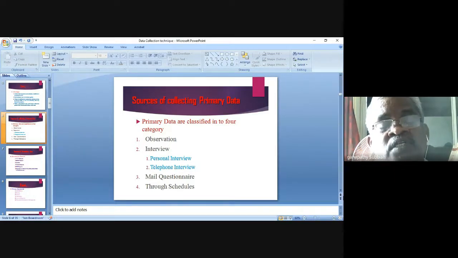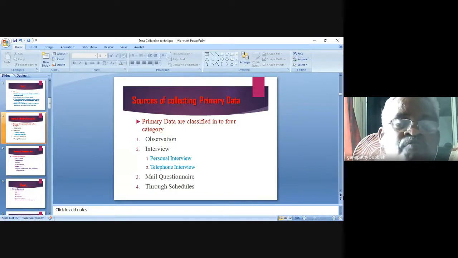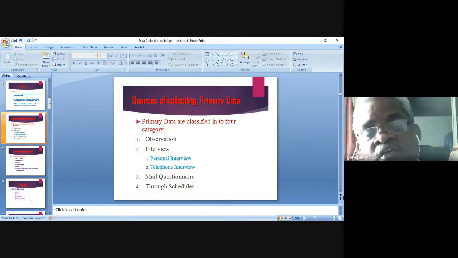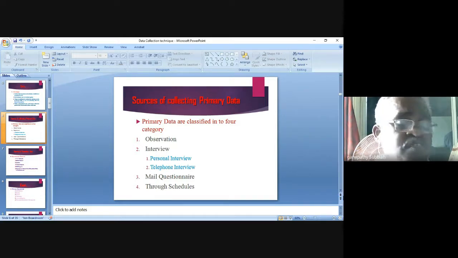Then there are some disadvantages of secondary data. The secondary data is only collected by the researcher. They have to spend some money. They have to approach the officials, which is a very big task. The source of information is collected, not published by the agency, not published by the companies. These are some disadvantages. Advantages are there in secondary data.